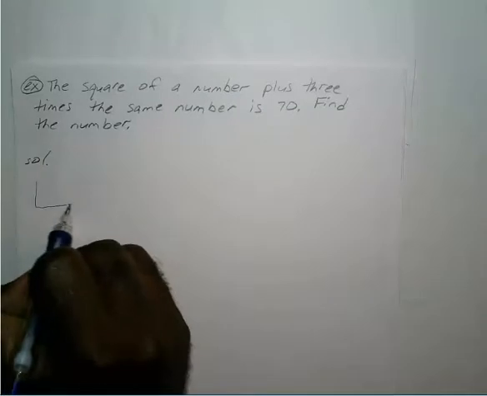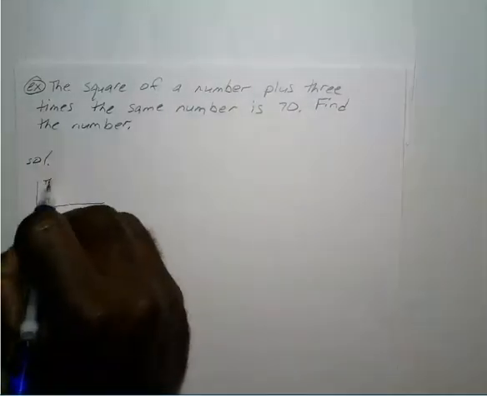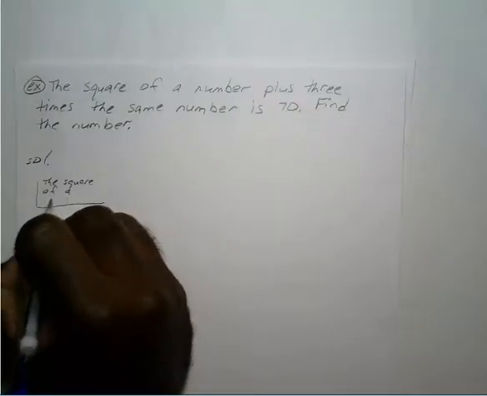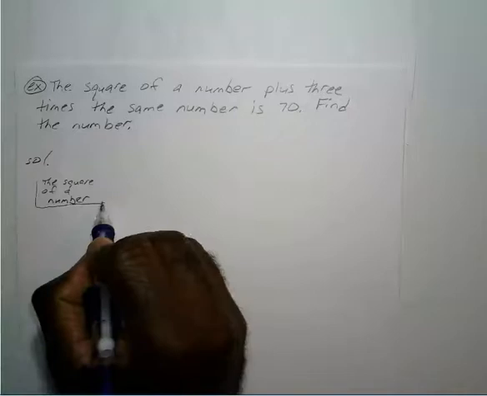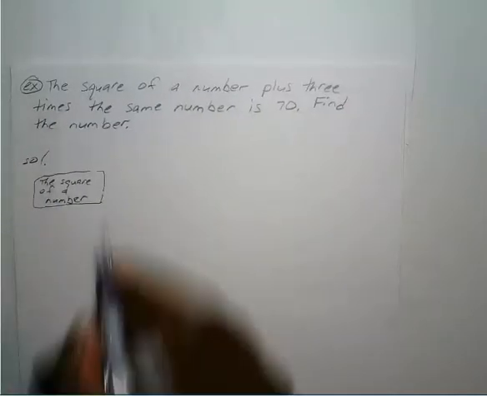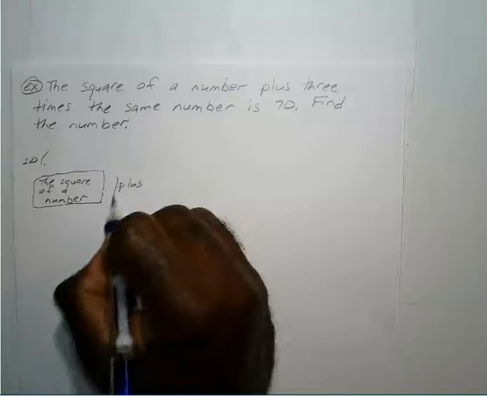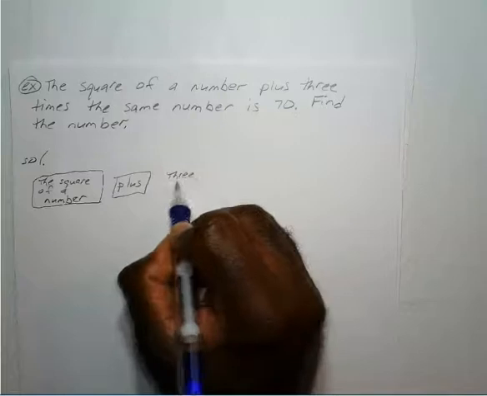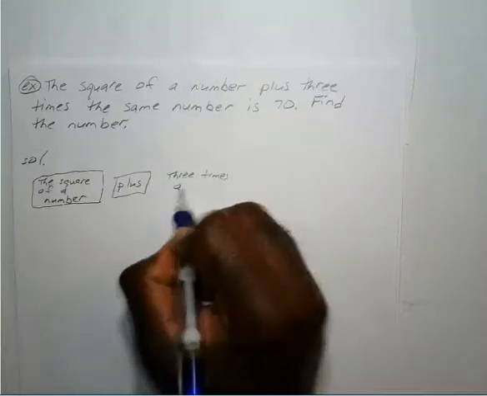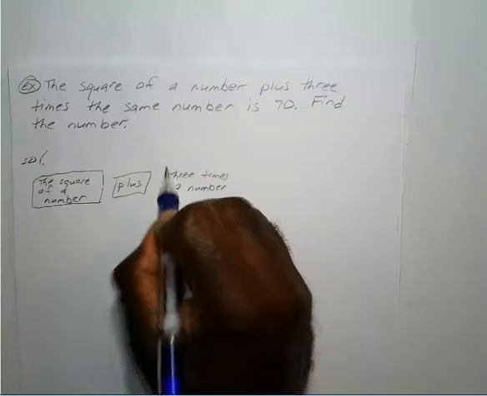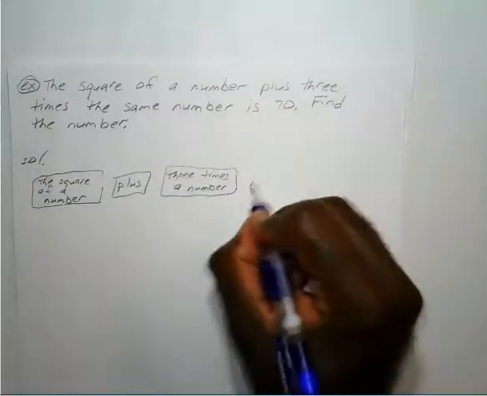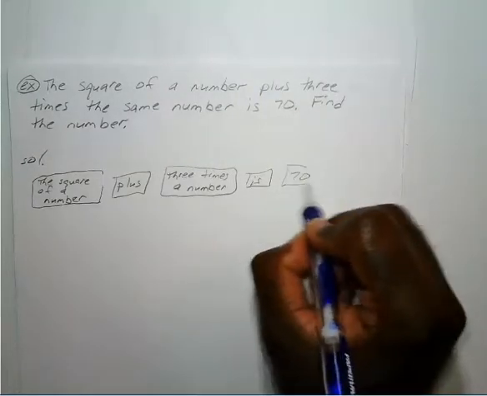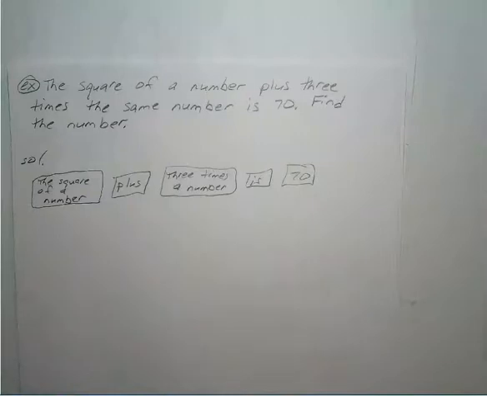Okay, so normally, the square of a number plus 3 times a number is 70. So all I did was just rewrite it in this form.